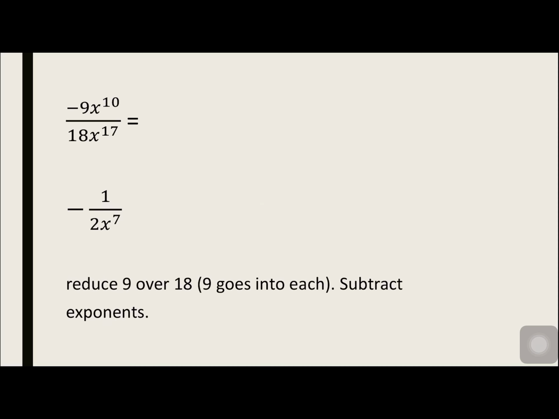Negative 9x to the 10 over 18x to the 17. 9 goes into 9, 1. 9 goes into 18, 2. For the exponents, 17 minus 10 is 7, and the power is bigger at the bottom, so x to the 7 is at the bottom.